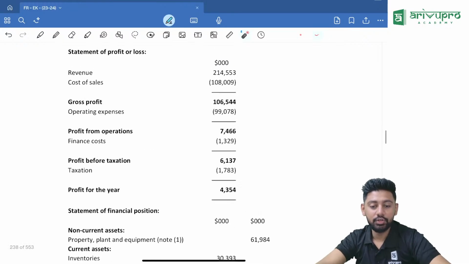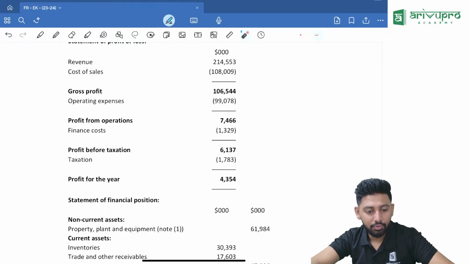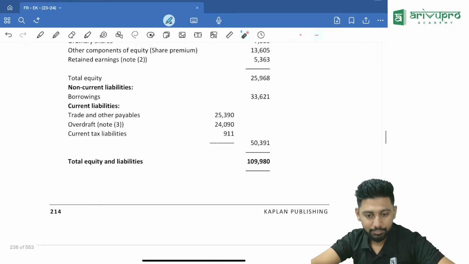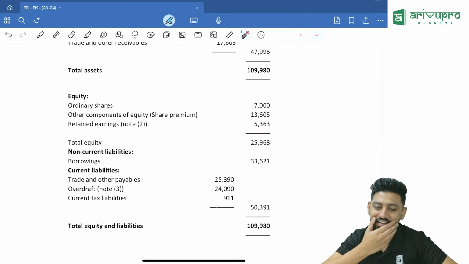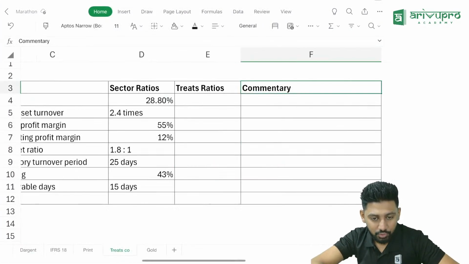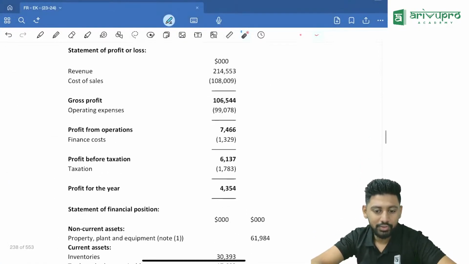Your ROCE, how do you get your ROCE? Operating profits over capital employed. Okay, superb. Your operating profits is going to be 7,466 over your capital employed, which is your total equity plus your non-current liabilities, 25,968 plus 33,621. In the exam, you don't have to give the formula. That's not required.